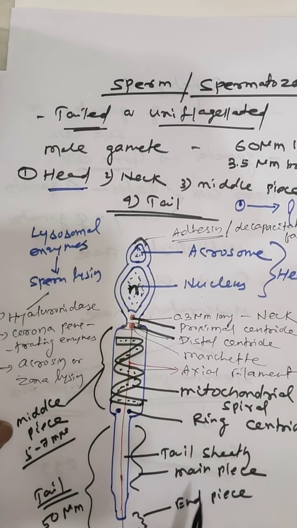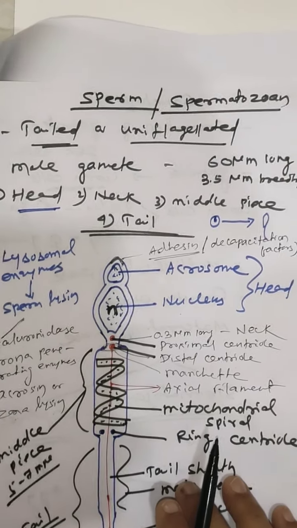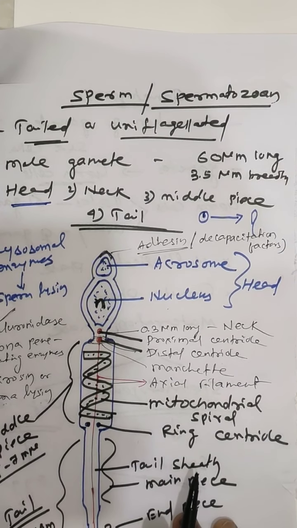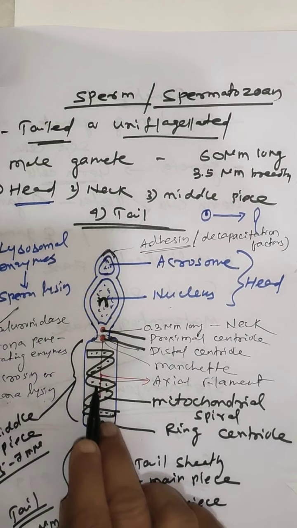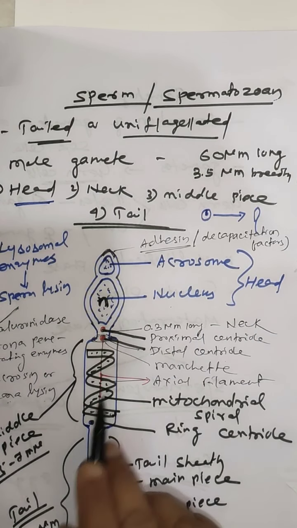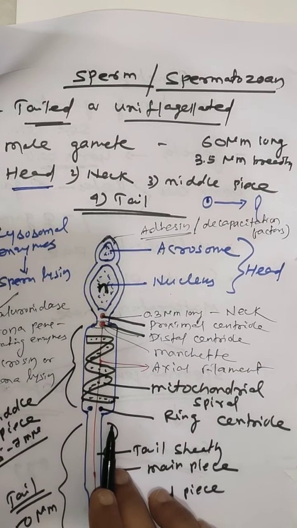In the middle piece, the mitochondrial spiral is present, made of band-shaped mitochondria. The mitochondria provide energy during the locomotion of the sperm. Once lost, the energy cannot be renewed. At the distal end of the middle piece, two ring centrioles are present.